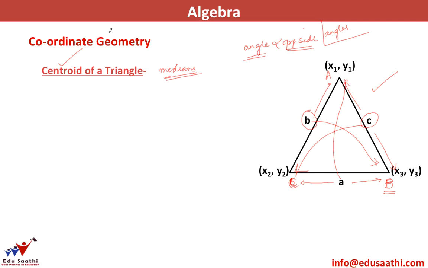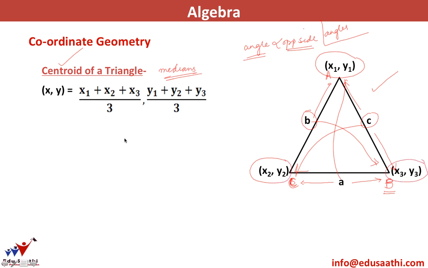To find out the coordinates of the centroid, if all the coordinates of the three corners of the triangle are given, the formula that I would be using is: the x coordinate will be given by the average of all the x coordinates, which is (x1 + x2 + x3) by 3. And the y coordinate would be determined by the average of the y coordinates, which is (y1 + y2 + y3) by 3. So it is the average of the x coordinates that gives me the x coordinate for the centroid, and the average of the y coordinates that gives me the y coordinate for the centroid.